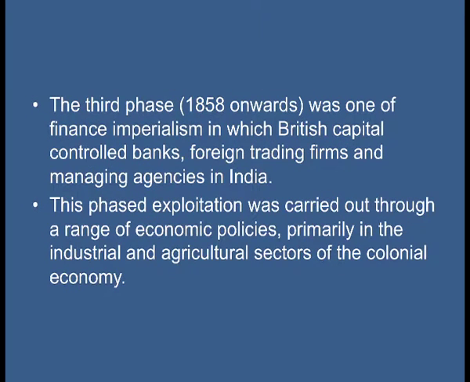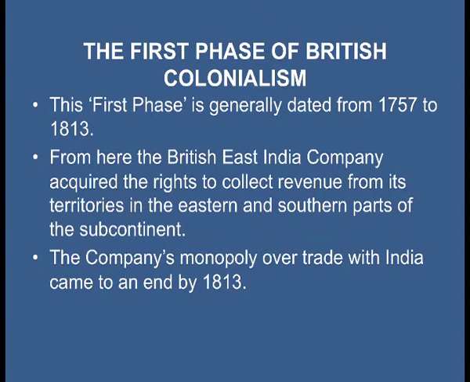The third phase, that is from 1858 onwards, was important. It was one of finance imperialism in which British capital controlled banks, foreign trading firms and managing agencies in India. This phase of exploitation was carried out through a range of economic policies, primarily in the industrial and agricultural sectors of the colonial economy. The first phase is generally dated from 1757 to 1813.